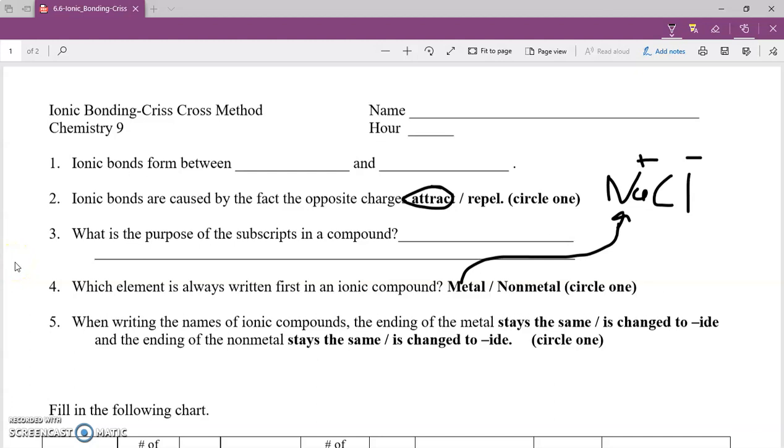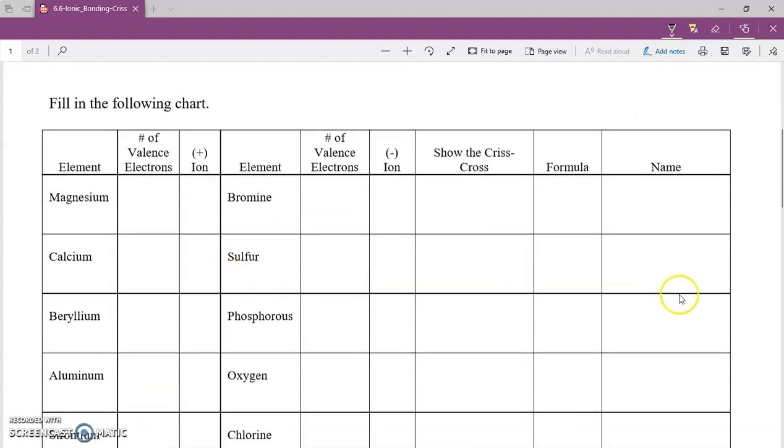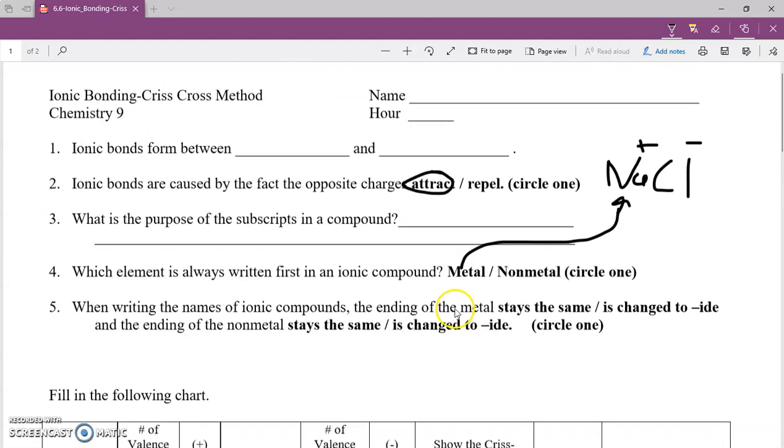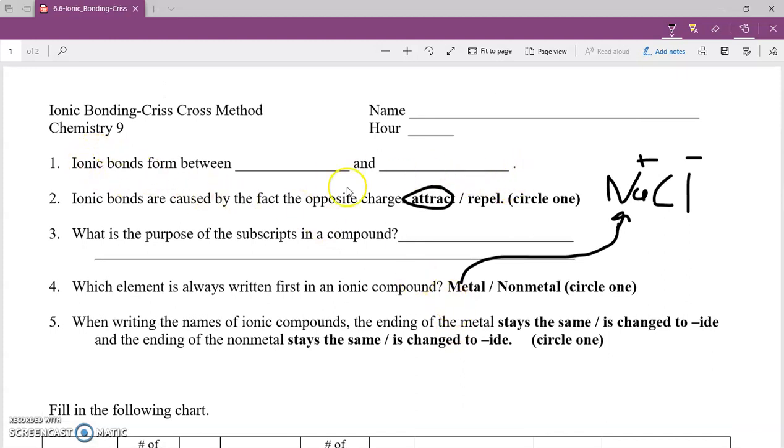Alright, welcome back, class. We're going to talk about the ionic bonding crisscross method. And let's just talk about the few things that we have up here for questions, and then we'll talk about how to do the crisscross method down here. So, let's first answer these questions up top.